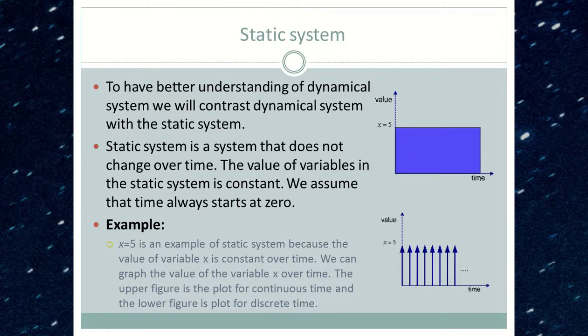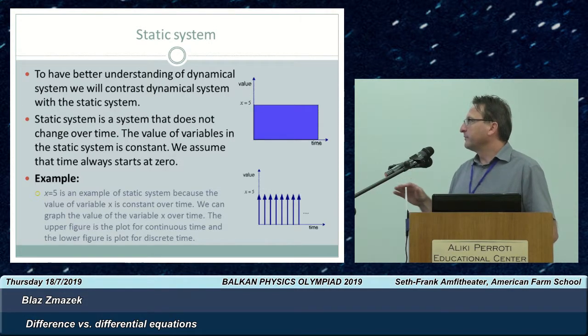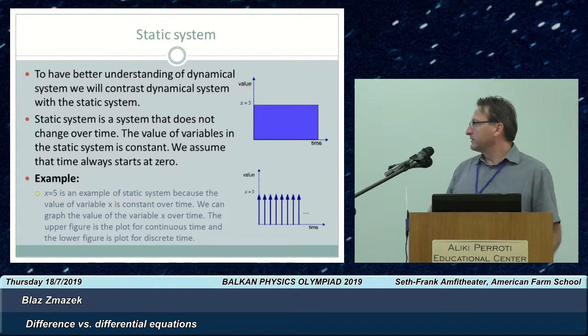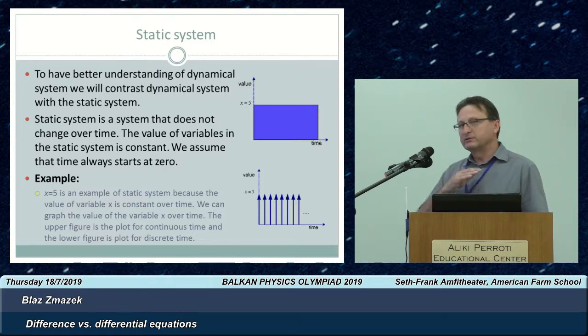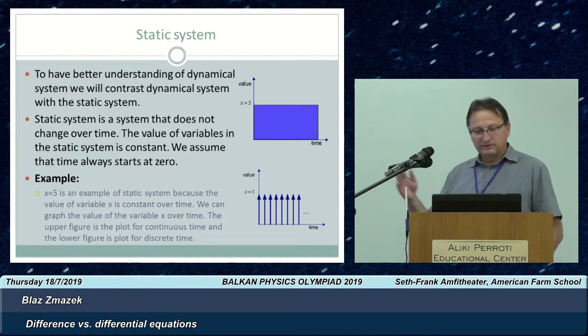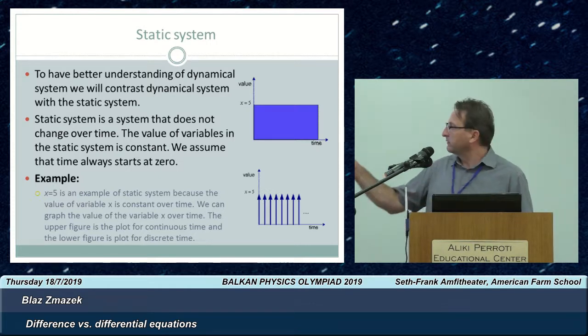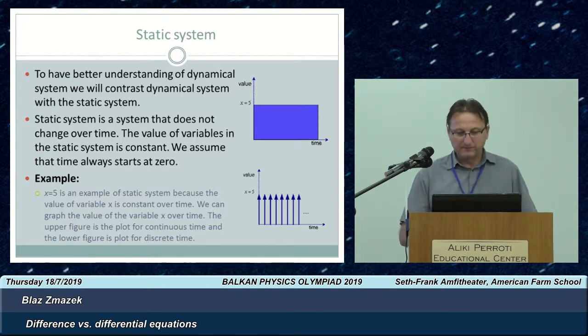What is dynamic, what is static? For physics, you are clear. A static system is a system that does not change over time. So it's constant. The value of the variable is static over time. And we assume that time always starts at zero, the Big Bang, or how you say. An example is the function x = 5, so you have a population of 5 persons, which is constant over time. This is one example of a static system, because the value is constant over time, and we graph this system with a plot of continuous time. We can do it in a continuous way, or the bottom figure is the plot of discrete time.